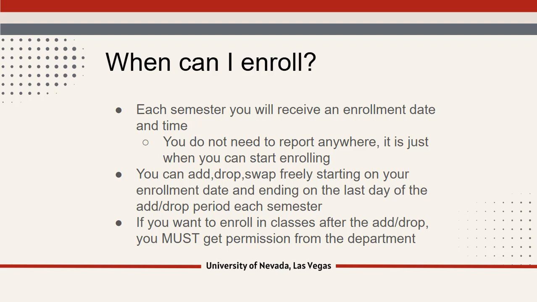When registration opens for each semester, you will receive a designated enrollment date and time. This is when the system will allow you to add classes, and the date and time are based on your academic level, so as you complete more classes, your registration time will start earlier. You are able to add, drop, and swap classes freely starting on your enrollment date and time and ending with the last day of the add-drop period.